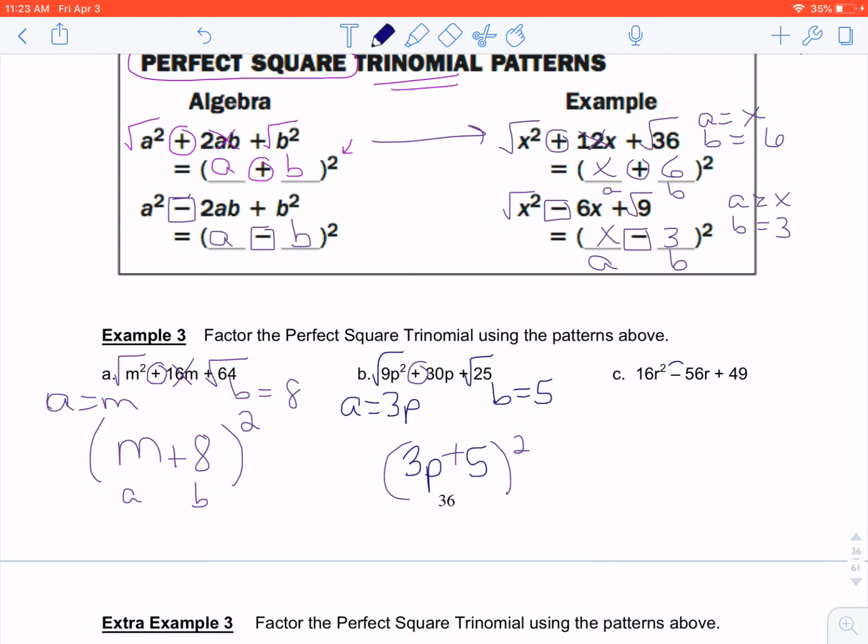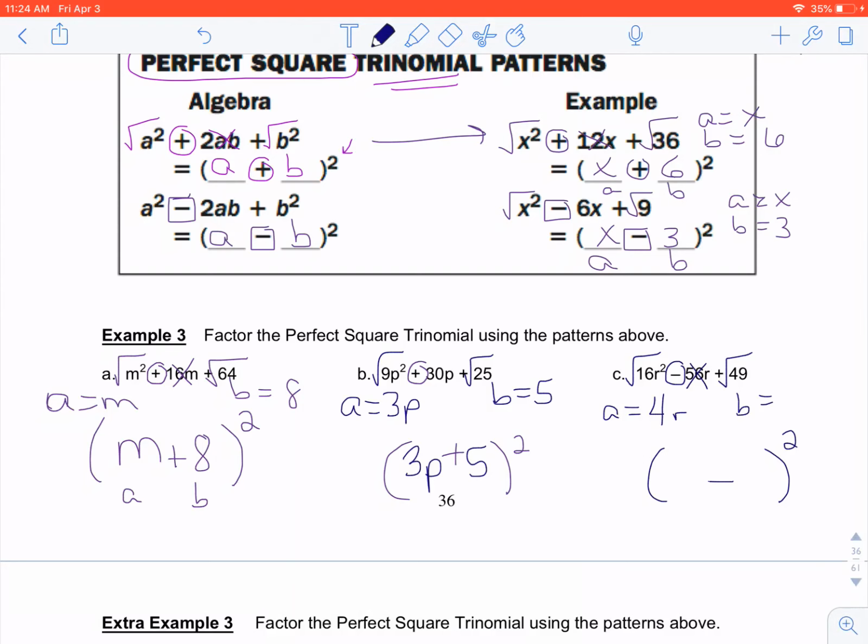Third one here, again, looking at the sign. That's the important part. Is it a plus or is it a minus? So now I have a minus with a parenthesis. Take the square root of the first and the last. The middle number doesn't matter when we factor it with the pattern. So the square root of 16: what times what makes 16? Well, that's 4. The square root of r squared is r.